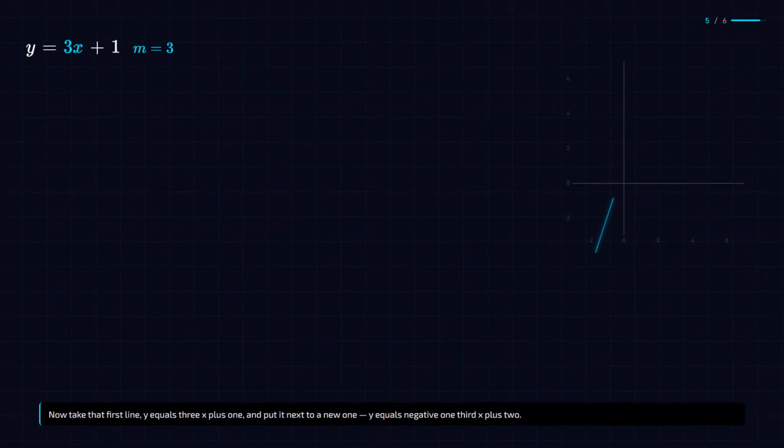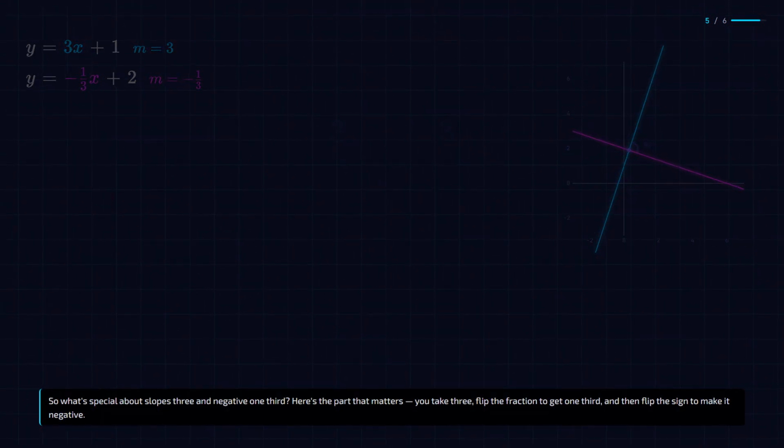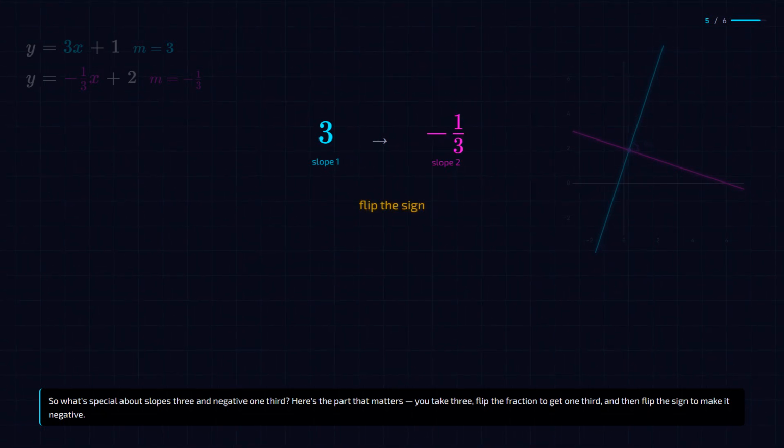Now take that first line, y equals 3x plus 1, and put it next to a new one, y equals negative 1/3 x plus 2. These two cross, and they don't just cross anywhere. They meet at a perfect right angle, 90 degrees. So what's special about slopes 3 and negative 1/3? Here's the part that matters. You take 3, flip the fraction to get 1/3, and then flip the sign to make it negative.